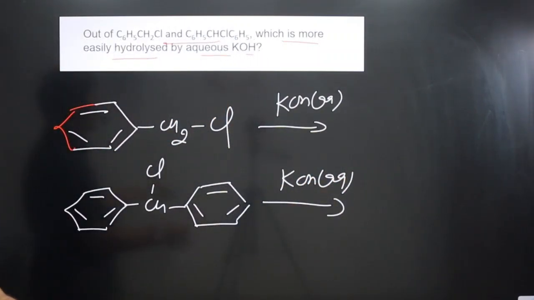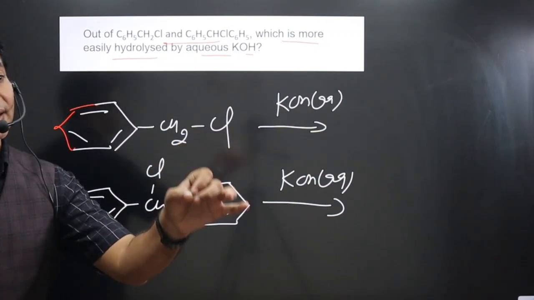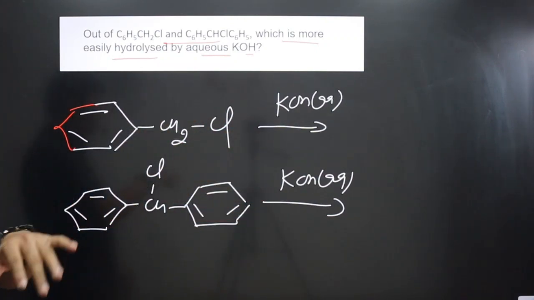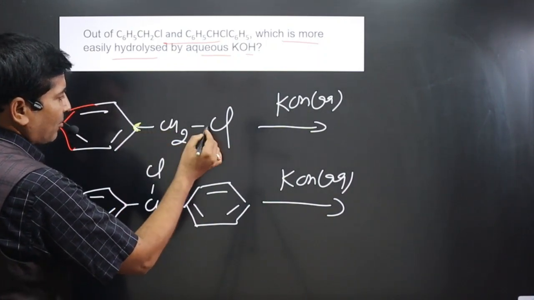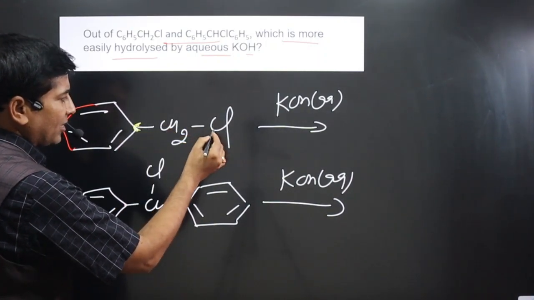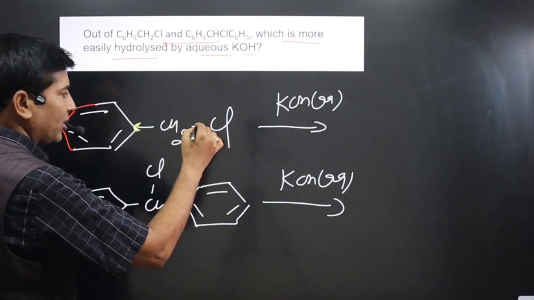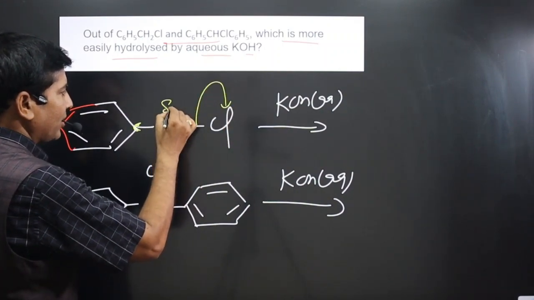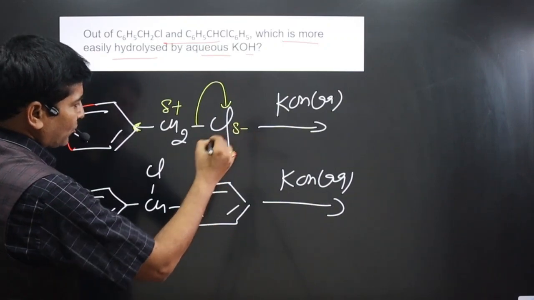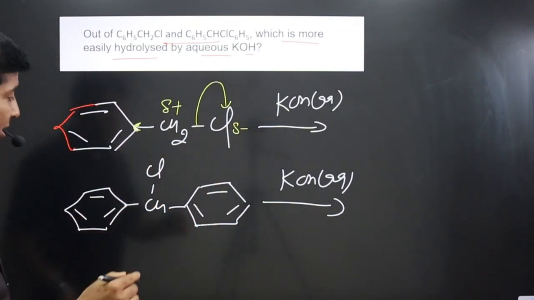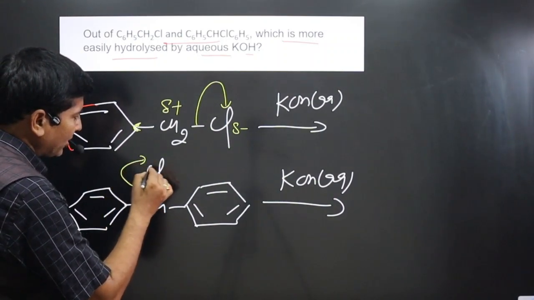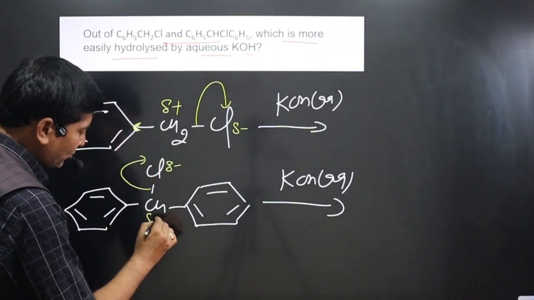What is the statement I have given? Higher the stability of carbocation, higher is the tendency to get hydrolyzed. So you can see here we have a carbon-Cl bond. Cl is more electronegative than carbon, it will pull electron density, hence it will carry negative charge and the carbon will carry positive charge. Similarly, we are generating the carbocation, then we can check the stability.